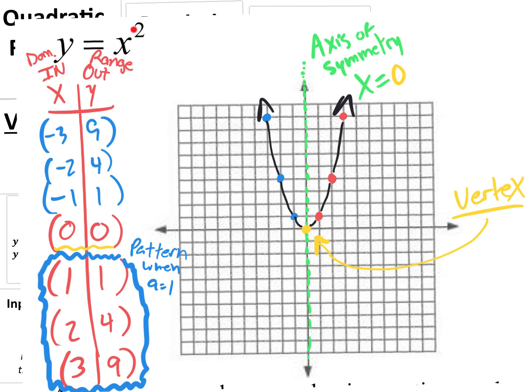Plugged in a 1, 1 squared is 1. So plug in a 1, get out a 1. 1, 1 is that coordinate. 2, 4. 3, 9. We plugged in a 3, and 3 squared gave us 9. So we were able to graph this guy. So here's the vertex. It's the lowest point. It's called the minimum value because it opens up.